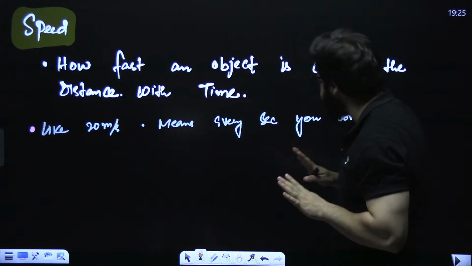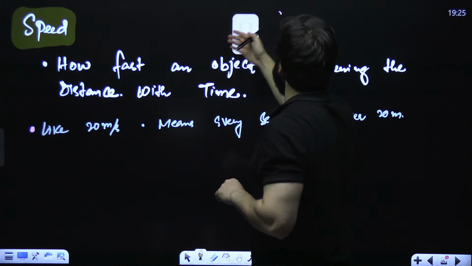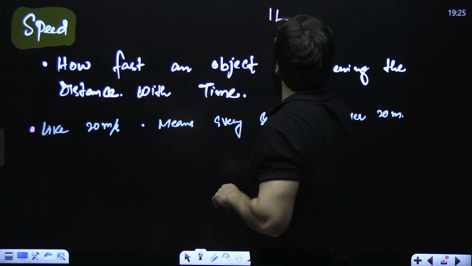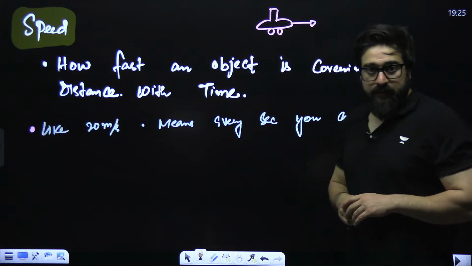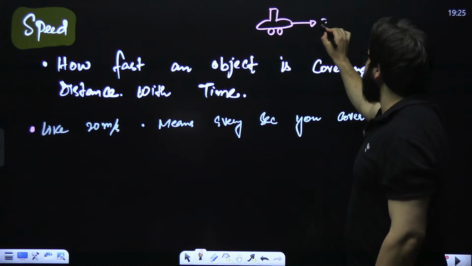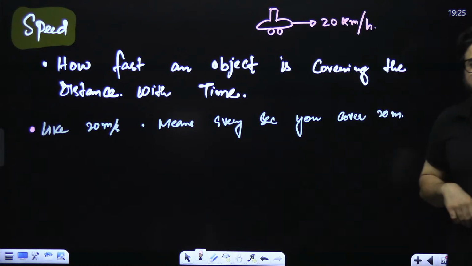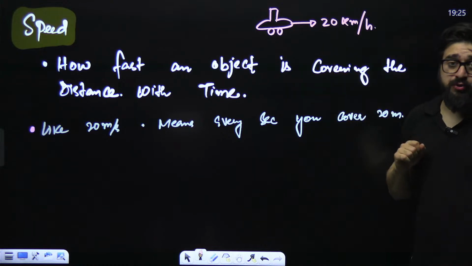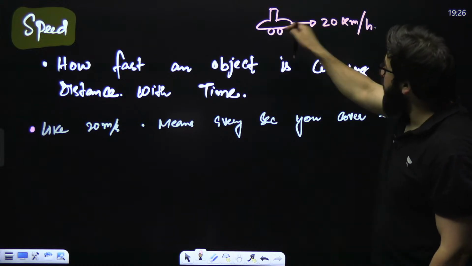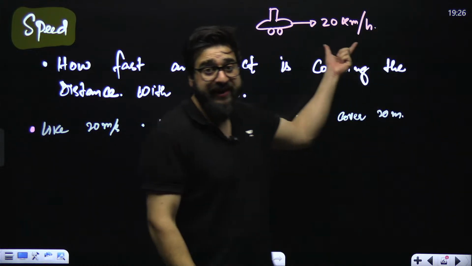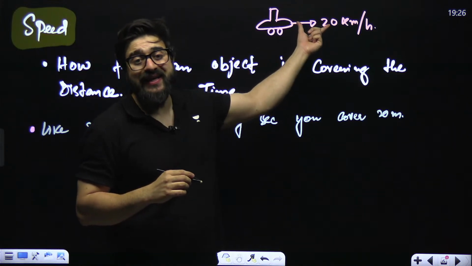Guys, see. Let's suppose there is a car over here. And this car is moving with 20 kilometers per hour. Sir, what does it mean? It means how fast the car is moving. Like every hour, this car is covering how much distance? We say 20 kilometers. So every hour, the car is covering 20 kilometers.